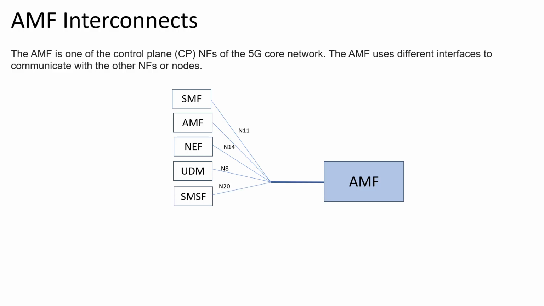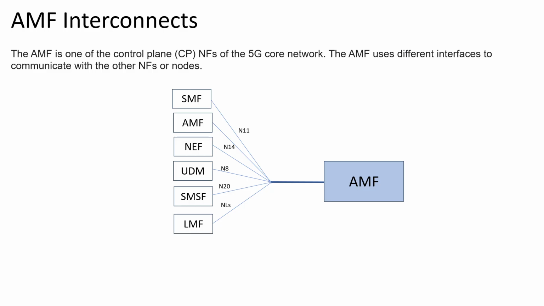It also talks to SMSF. SMSF is responsible for SMS delivery, the SMS function, right? So it talks to the AMF for SMS termination, right? To check whether the subscriber is currently reachable or not, whether the subscriber is currently registered into the network or not, right? So it talks with AMF, and SMSF checks whether the subscriber's current state is registered, deregistered, connected, idle, right? So that it can deliver the SMS to the subscriber, right? And that interface is called the N20 interface.